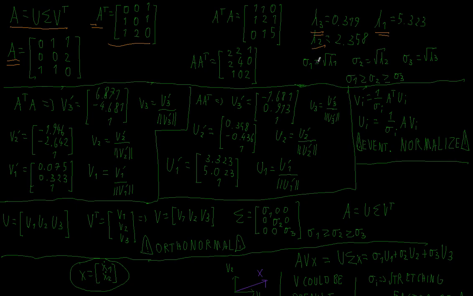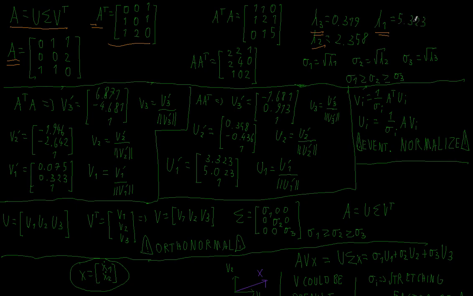And so now I can find the singular values. So sigma sub 1 is equal to the square root of lambda sub 1, so the square root of 5.323. Sigma sub 2 is equal to the square root of lambda sub 2, so the square root of 2.358, and sigma sub 3 is equal to the square root of lambda sub 3, so the square root of 0.319. So you can just take the square root of those values to find the singular values.